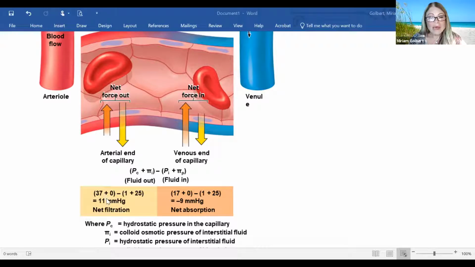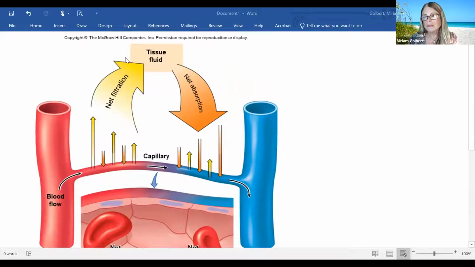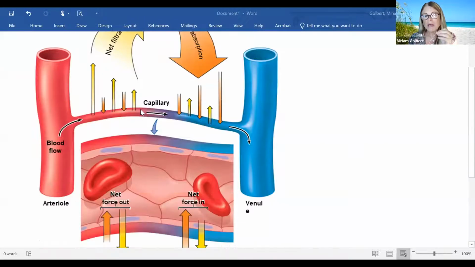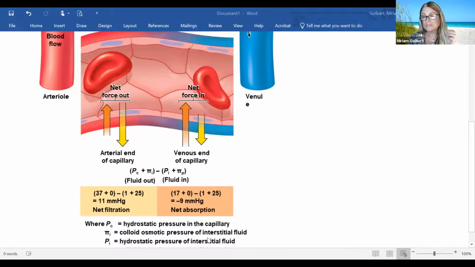Now, we have to add the pi, which is your colloid osmotic pressure of the interstitial fluid. Now, it should be always 0. What does that mean? The colloid osmotic pressure, or also called oncotic pressure, is given by albumin, the big plasma protein, like it says, plasma, should be in the plasma. We should not have any albumin in the tissues, right? This is bad if we start leaking that plasma protein. So that's what is called the osmotic pressure of the interstitial fluid.